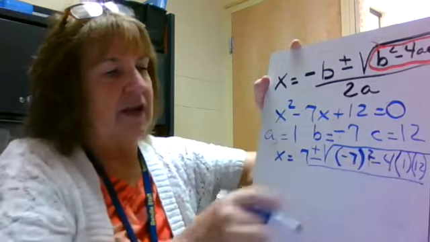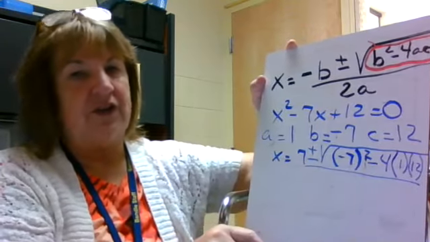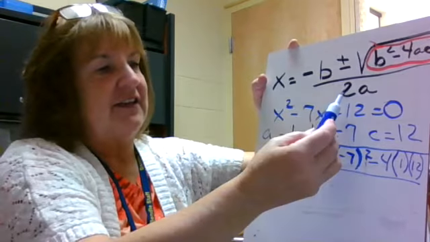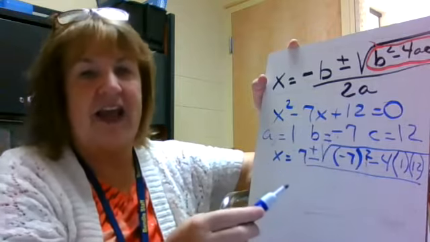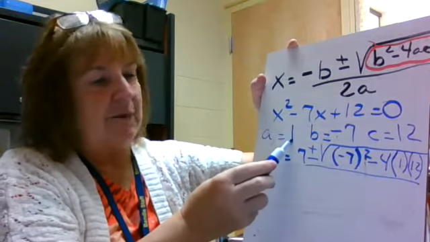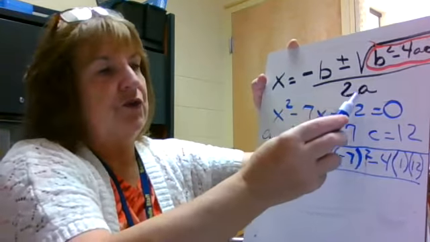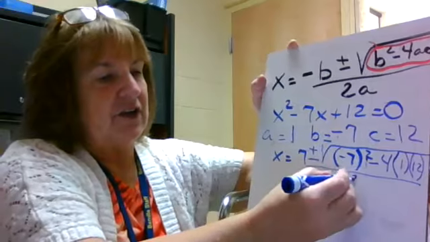All over, and this one you can do in your head. You don't need to write it down. This says to take 2 times the A number. Well, the A number is 1. So 2 times 1 is 2.